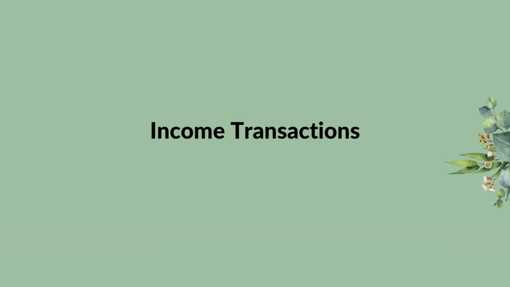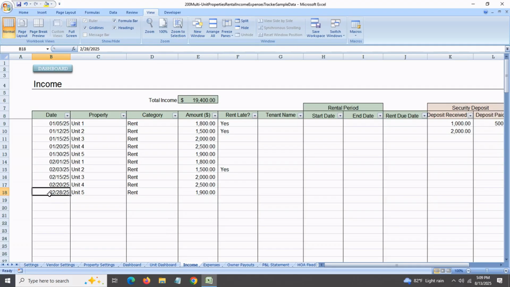Next, we head over to the income tab, and this is where you would be entering all your income transactions for all your properties. You would enter the date, choose the property, so unit 5, choose the income category, rent, enter the amount, and then you can even choose whether the rent is late or not. Choose yes if it is. You can enter the tenant name if you like.